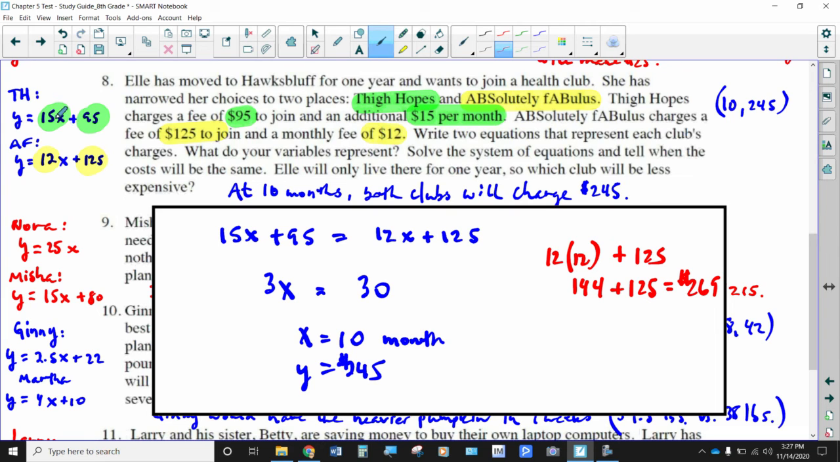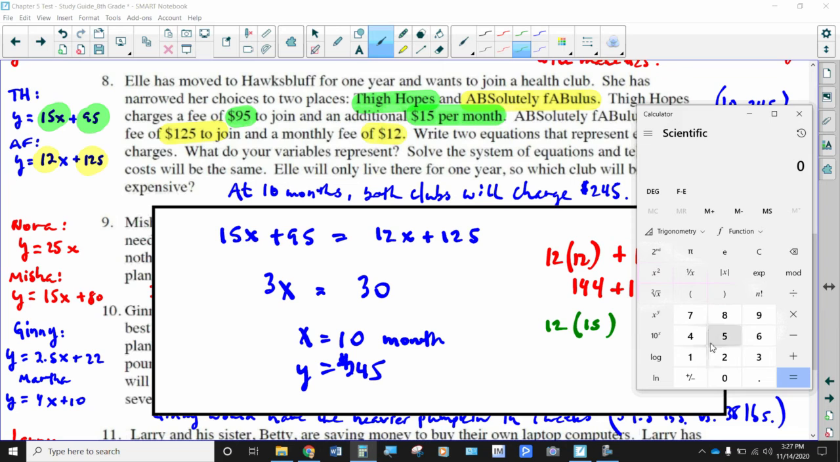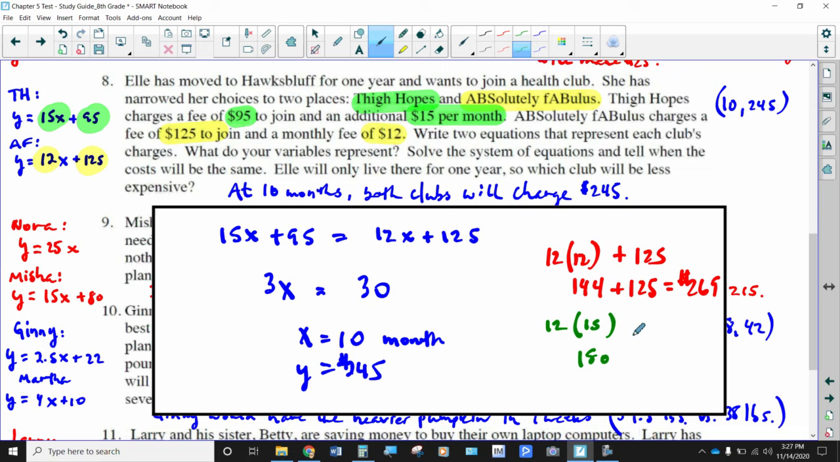Let's check and see what this one ends up being. Oh wait, no, we've got to go the other direction. It's going to be $15 for 12 months. 12 times 15 is 180. So that is 180 plus the $95, which is $275.